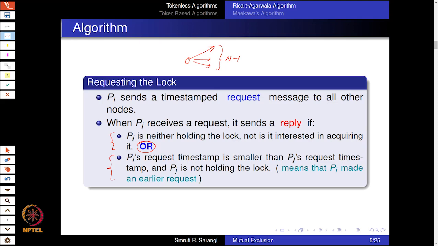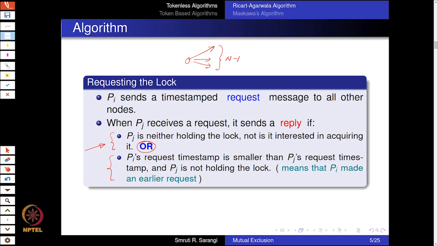So this basically means that PI made an earlier request. So even though PJ is desirous of acquiring the lock, so lock means the shared resource. I'll often use lock in place of shared resource. So kindly understand this, because in the concurrent systems world, any shared resource is actually called a lock. So coming back to our discussion, the thing is that look, if PJ is not holding the lock or not interested, it will send a reply.